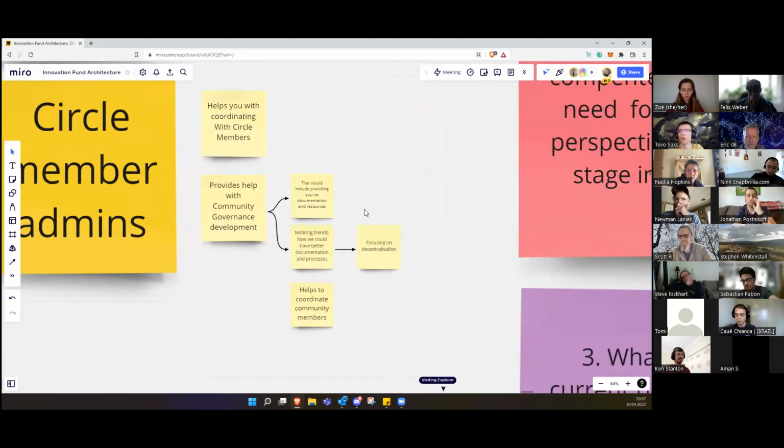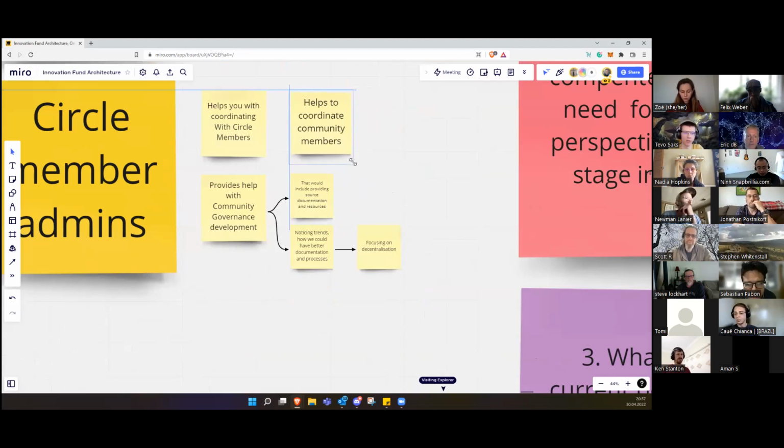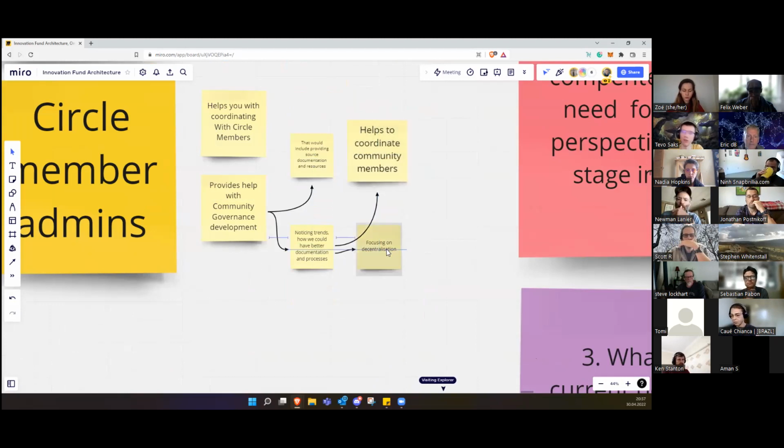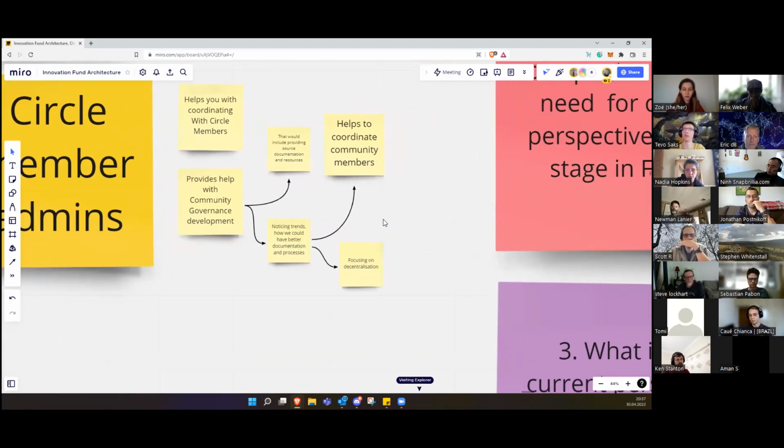Where it helps to coordinate community members also. So when several proposal assessors come together, you also see the trend. Okay, a lot of proposal assessors have the same issue, or whatever it may be, and then you can also help to coordinate them together.